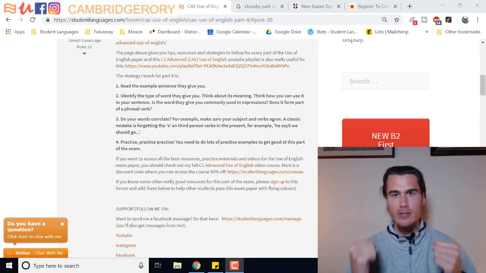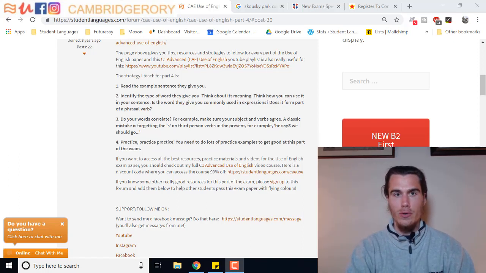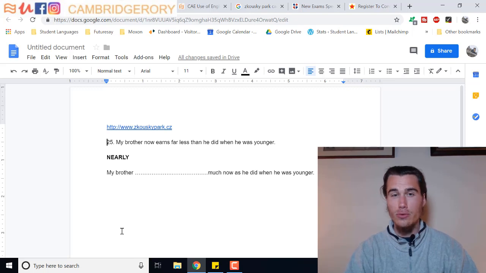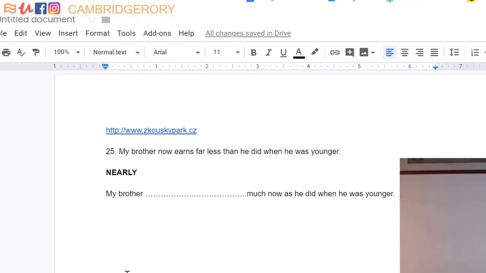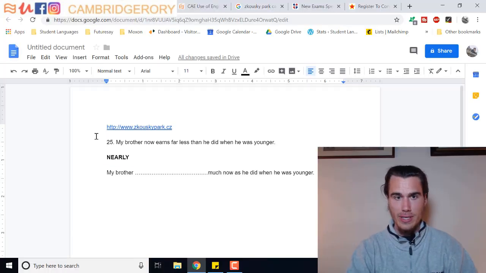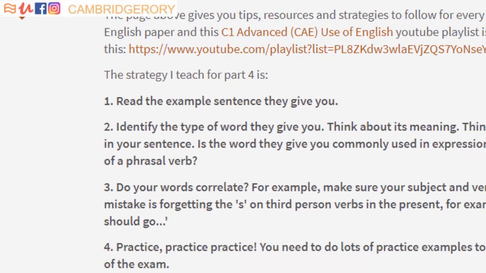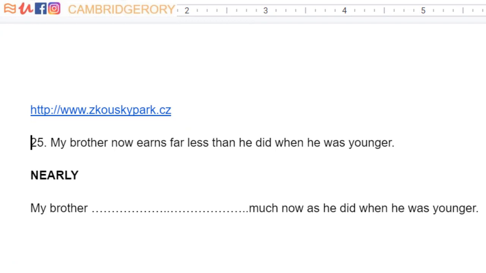Okay guys, so now let's use this strategy that I've taught you, or that I talk about here in my forum, with an example question. So I've taken an example question from an old sample paper, which I actually found on a website. So let's first have a look at my strategy. Number 1, read the example sentence they give you. My brother now earns far less than he did when he was younger. So when he was younger, he earned a lot more. Interesting. Normally it's the opposite of this.